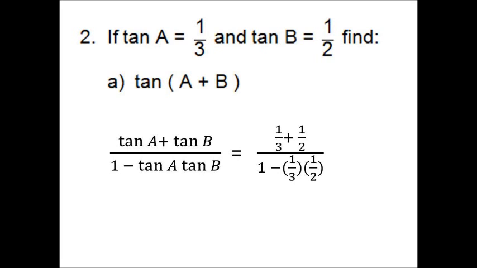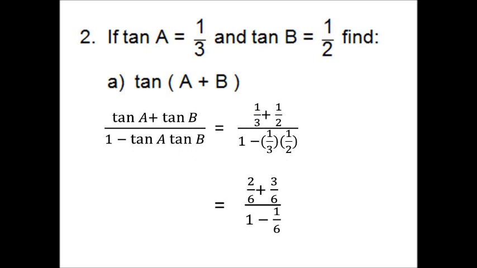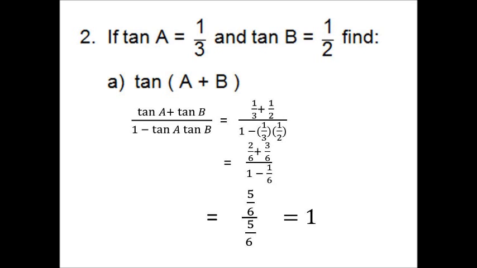If we replace those in the formula, we get 1/3 plus 1/2, all divided by 1 minus 1/3 times 1/2. And then all we have to do is simple math. We have to get a common denominator to be able to add those fractions, and that common denominator would be 6. So we have 2/6 plus 3/6, all divided by 1 minus 1/6. 2 plus 3 is 5, so it's 5/6. Over 1 whole minus 1/6 would be 5/6 as well. And so 5/6 over 5/6 is equal to 1. So the tangent of A plus B is equal to 1.